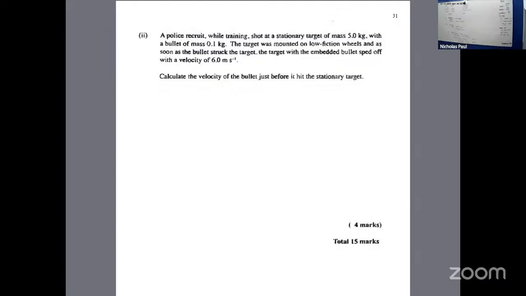So you have to figure out what's before and what's after. Change of diagram now. It's a bullet, not a target, right? So draw the bullet before, target before, and then draw it after. And put in your values. Everything should have a mass, everything should have a velocity.